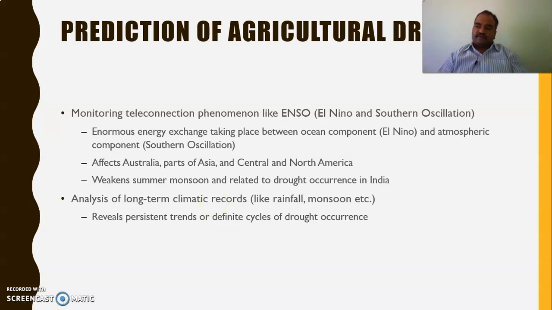It's not just seeing the last 1 year or 2 years or 5 years or 10 years. We need to look into the past 40 or 50 years of rainfall or monsoon. Then we come to know the definite cycle of drought occurrence. So studying this very long duration of rainfall or monsoon for the past 40 or 50 years gives us information on the cycle of drought, for how many years it comes regularly.